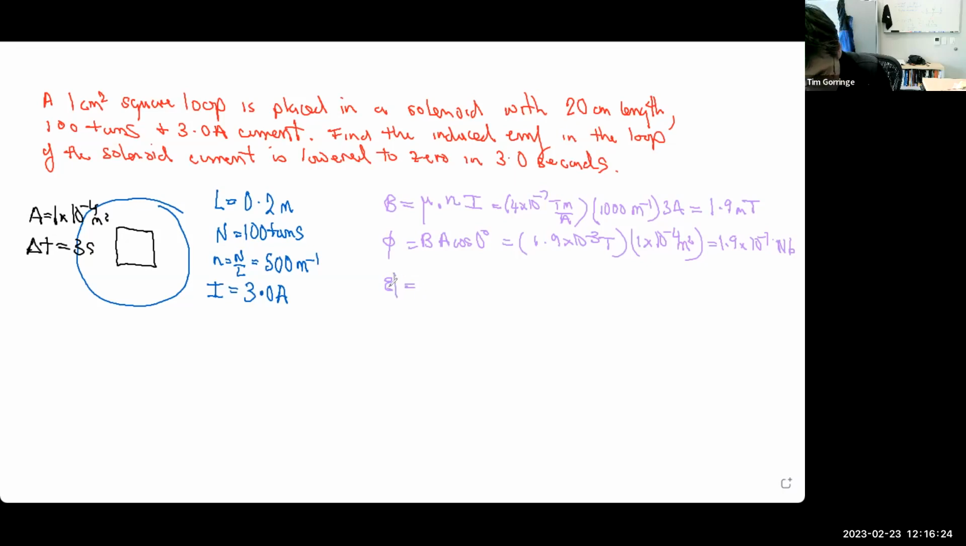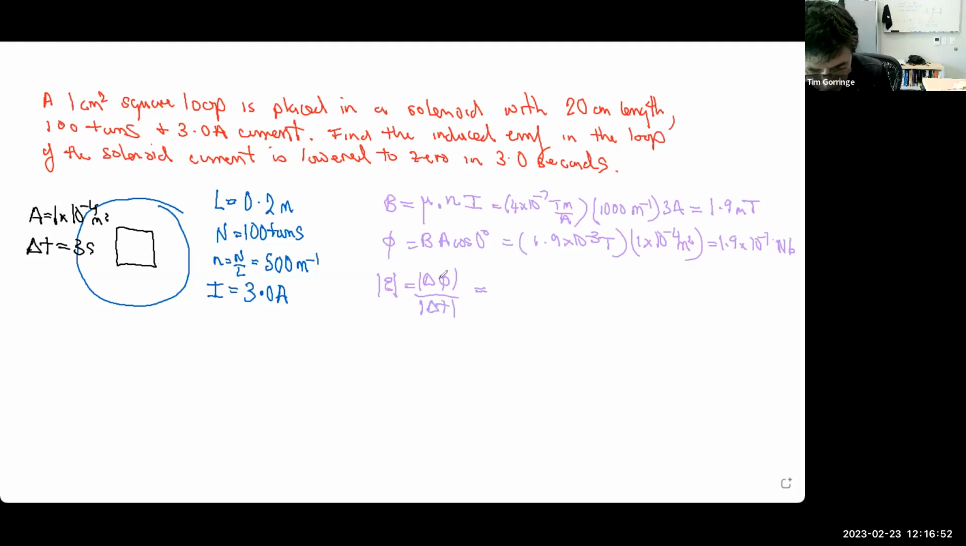I'm just going to worry about the size of the EMF. So I'm not going to worry about the sense of the EMF, the direction of the current, because I never knew the direction of the current in the solenoid itself. The size of the EMF is the size of the change in flux divided by the elapsed time. And I know both of these.